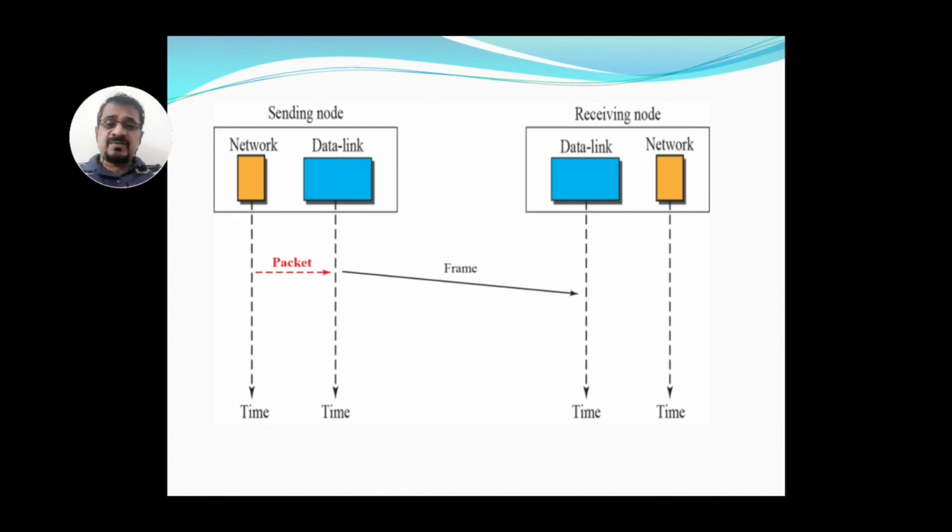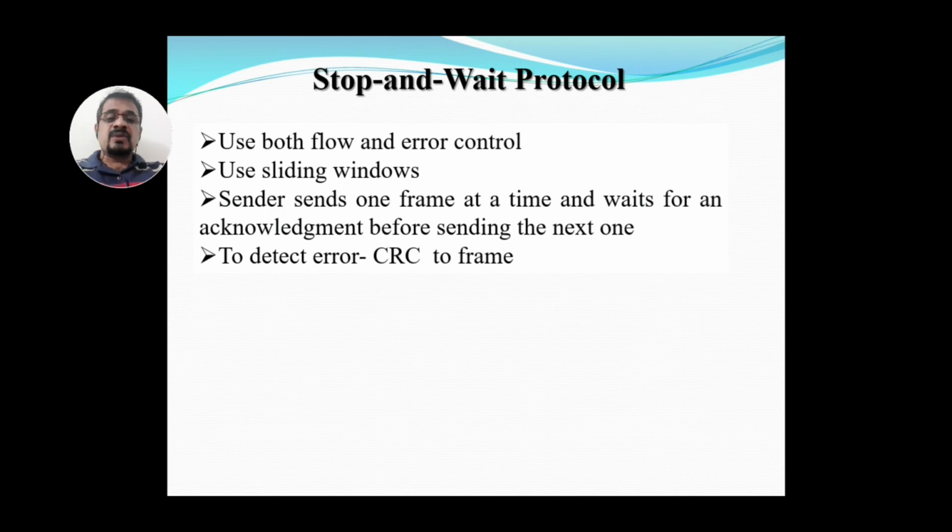The receiving node's data link layer receives the data and then sends it to the network layer. Likewise, the process is repeated. This is how the simple protocol works. Now let us see the stop and wait protocol, which is a highly reliable protocol. It uses both flow and error control mechanisms.